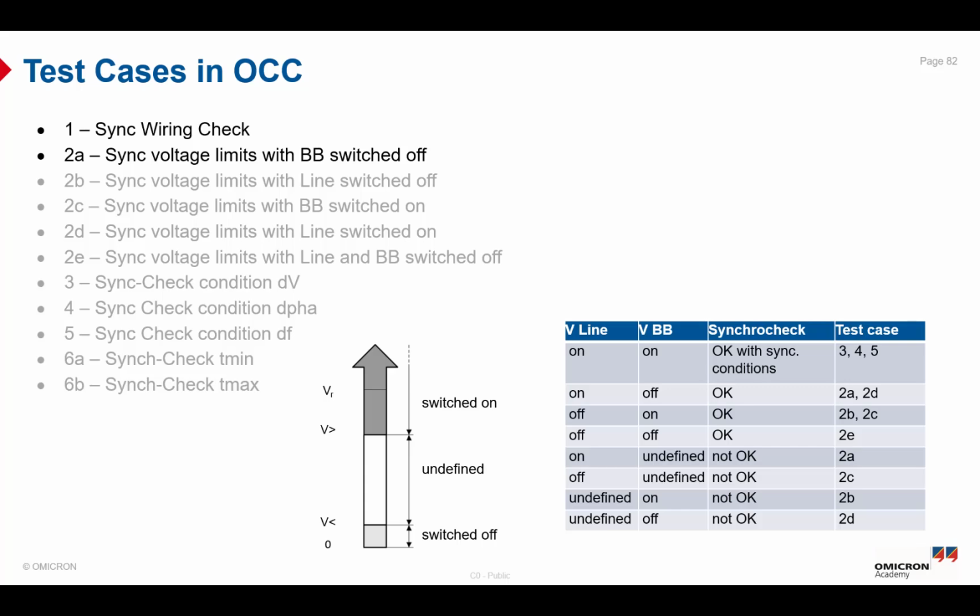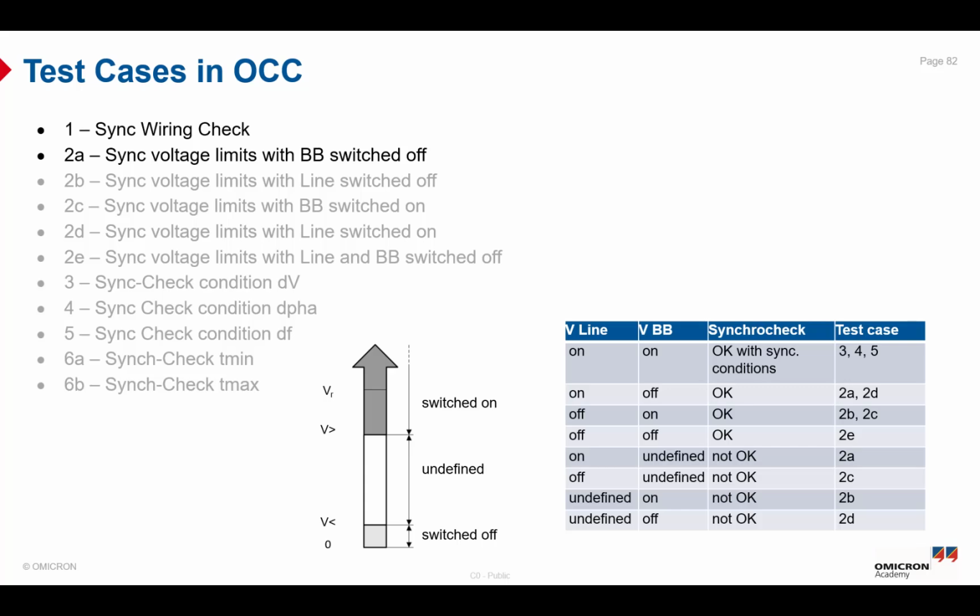For test number 1, different voltages are injected at the input of the line and the input of the bus bar, and we check in the display of the relay HMI whether the inputs are swapped and whether the ratios of the VT and polarity are correct. For tests 2A, 2B, 2C, 2D, and 2E, we will test the circuit breaker close authorization logic of the relay. The logic makes its decision based on the actual voltage at the line and at the bus bar, according to the logic table, as you can see on the right screen.